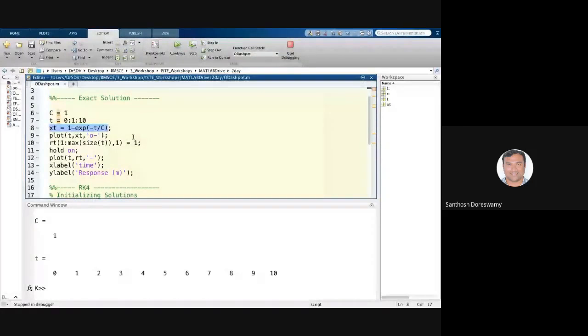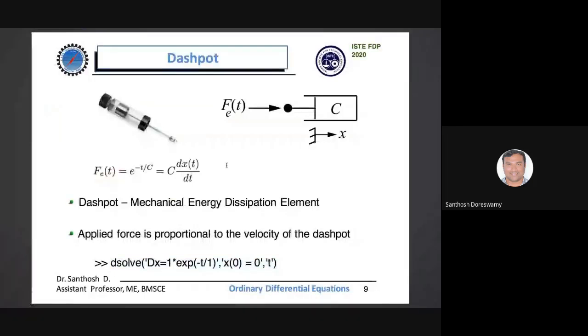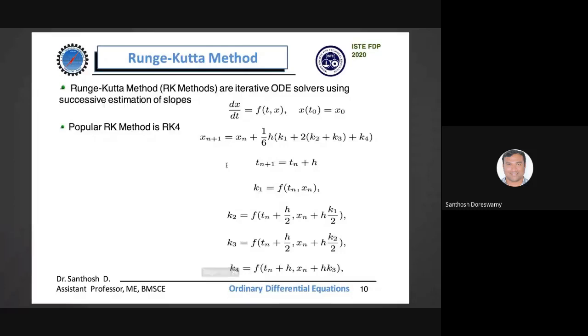All right. So now what we'll try to do is solve the same problem using an iterative method, which is your Runge-Kutta method. Now, Runge-Kutta method is actually a differential equation solver. It is an ODE solver, an ordinary differential equation solver, and it uses successive estimation of slopes. That means the slope at the current step is estimated based on the computed slope in the previous step.